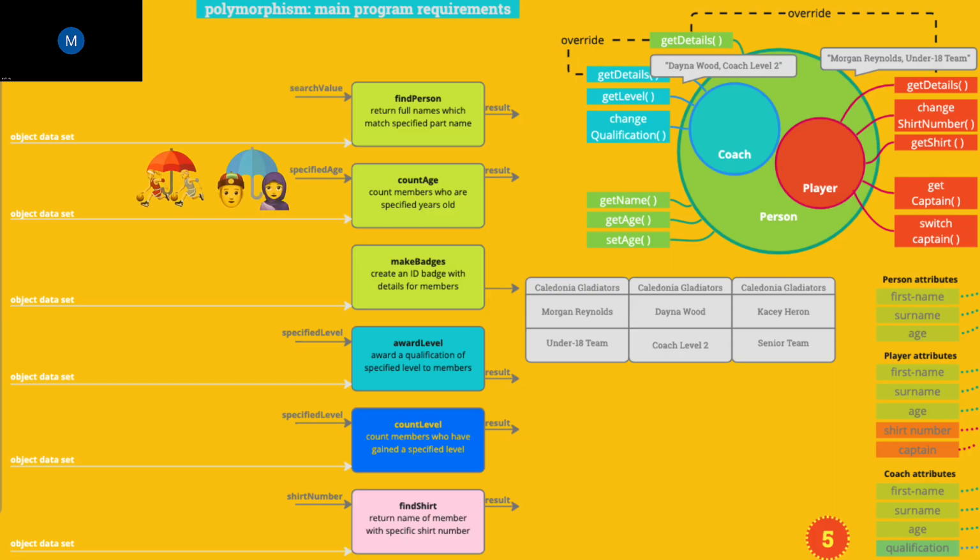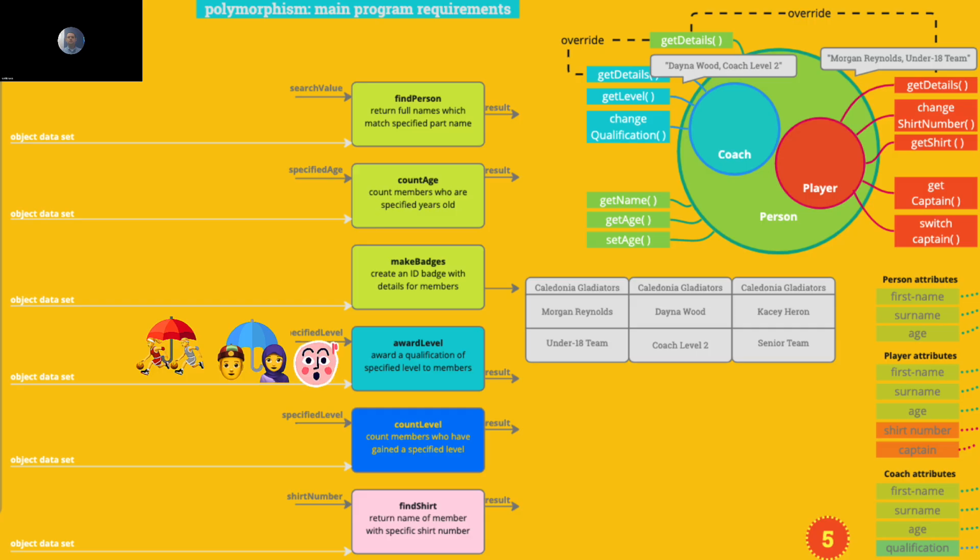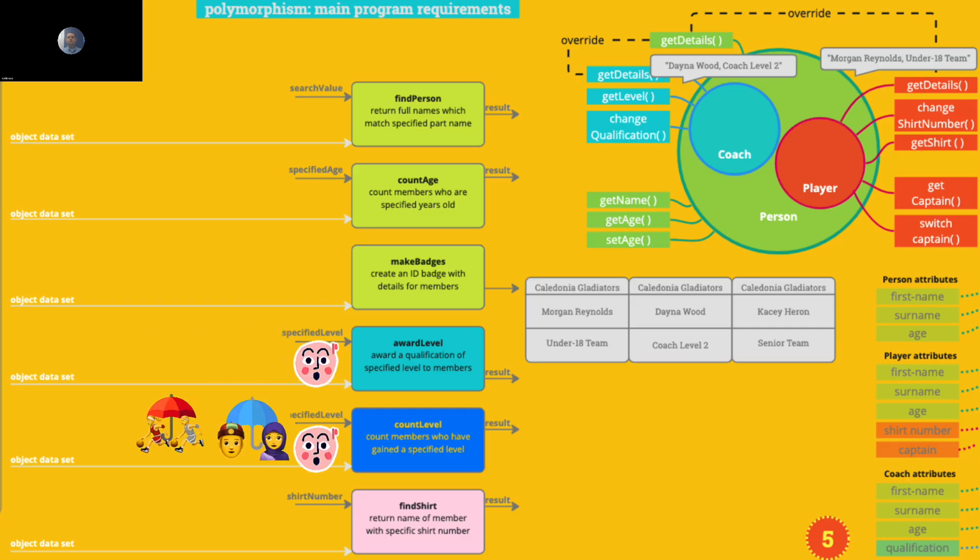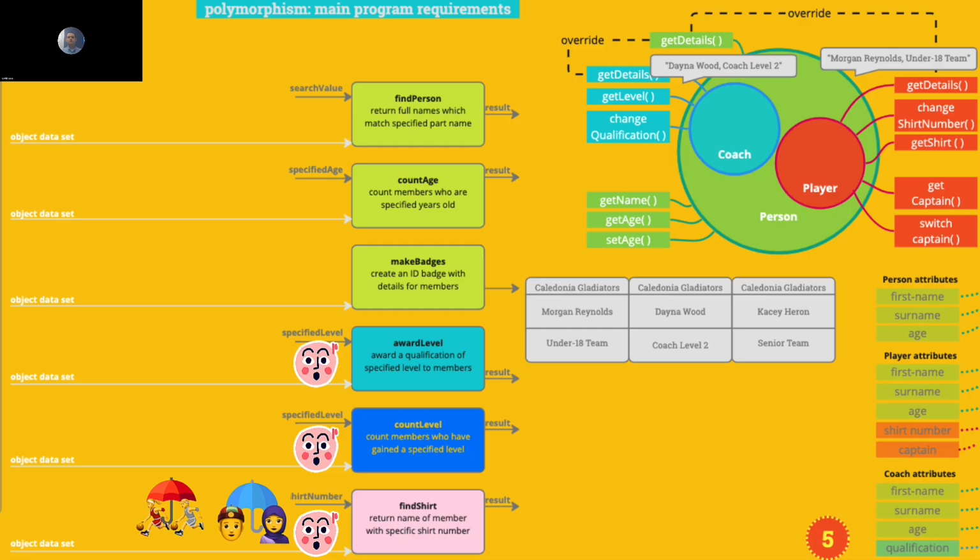Count age, that would be fine. Both players and coaches can perform this behavior, and the same for make badges. So if I drag that one down, they can both perform these three behaviors so far. However, award level, count level, and find shirt will all fail. This is either because we're trying to use a player to perform a coach behavior or a coach to perform a player behavior. Either way around, it's not going to work. So we're not presenting the processes with the information that they're looking for.